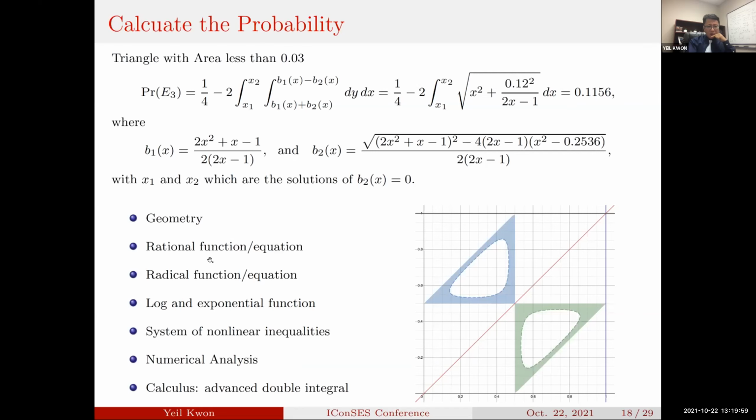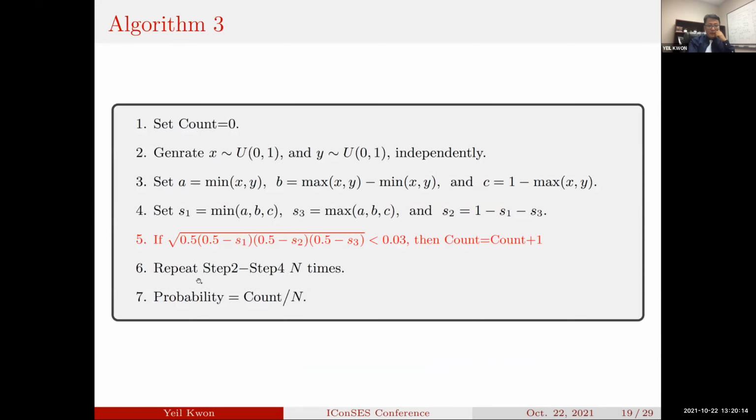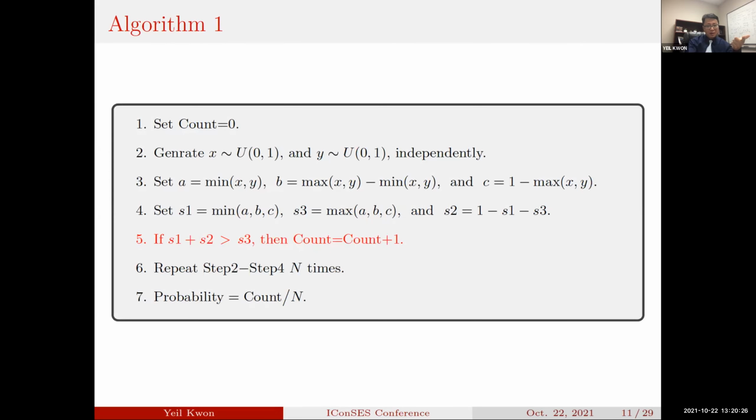So more than the previous example, we have to teach the radical function equation, numerical analysis, and advanced double integral parts. But without doing this, if we use the simulation base, the only thing we have changed is this: using Heron's formula, the area is less than 0.03. That's it. So if you compare those 3 algorithms, the only difference is just this part.